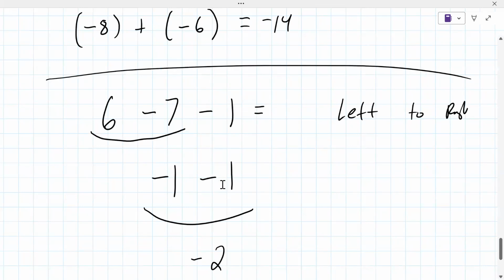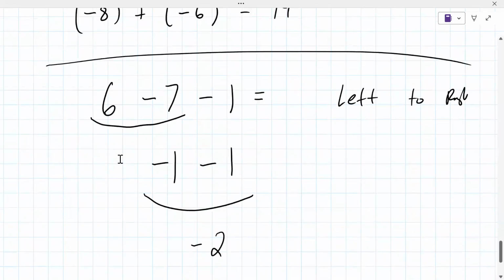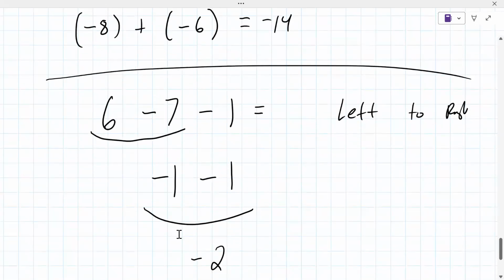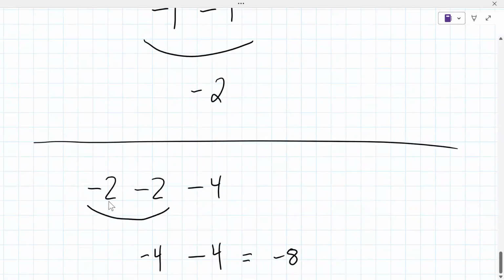I don't know. I can't see what you're writing down, so I'm not sure. You were doing all these other ones really well, but as soon as we got to three numbers, something happened. Like you have to do them in pieces. You can't just quickly do it. I keep thinking that's a subtraction sign, not a negative. Okay.